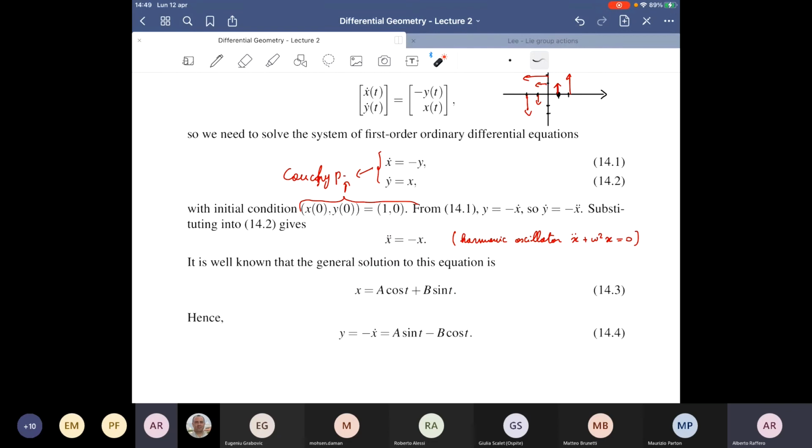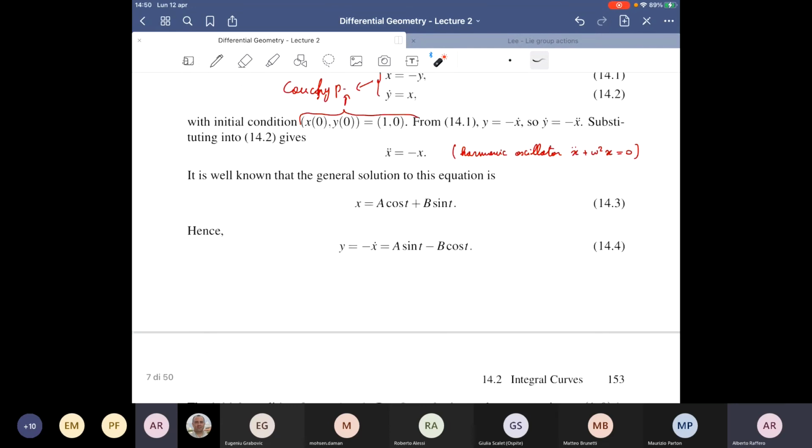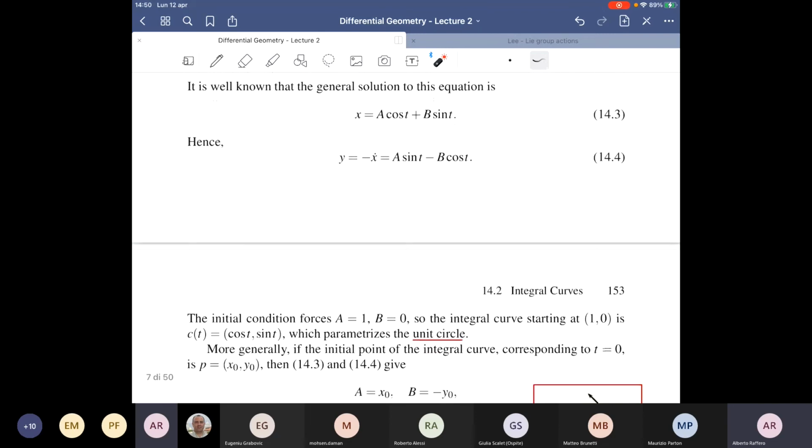So your x will be some constant a times the cosine of t plus some other constant b times the sine of t. You can differentiate x and recall that y and the derivative of x are related by this equation here, and get the expression for y. So once you have this general integral for this Cauchy problem, what you can do is impose the initial condition, and this will give you a unique solution to this problem.